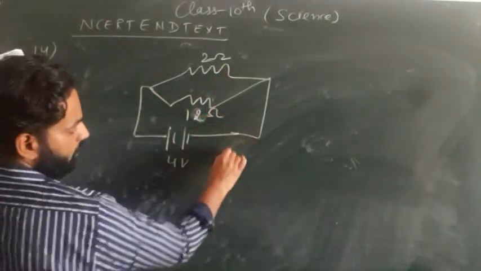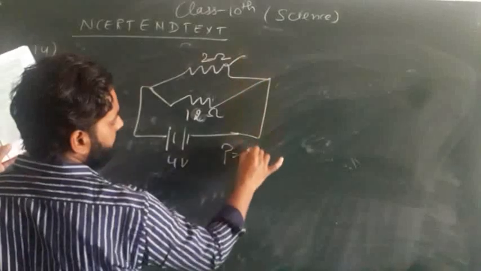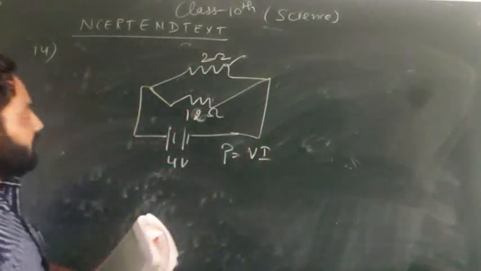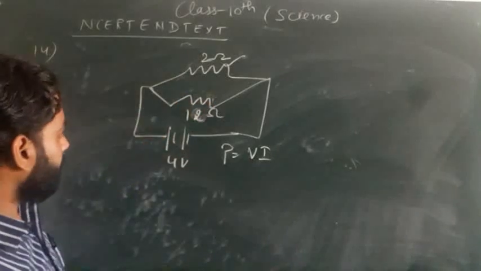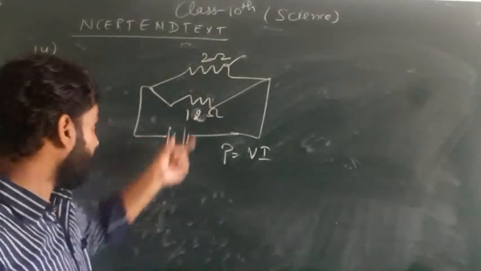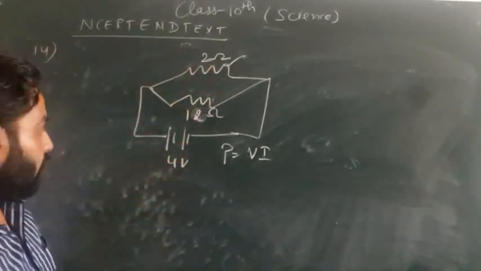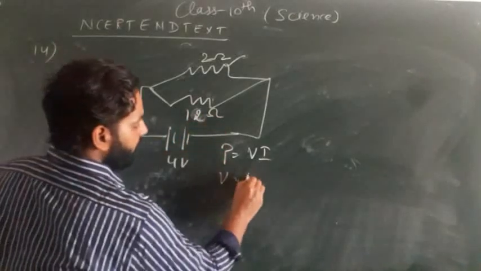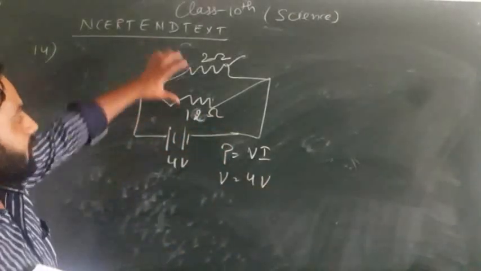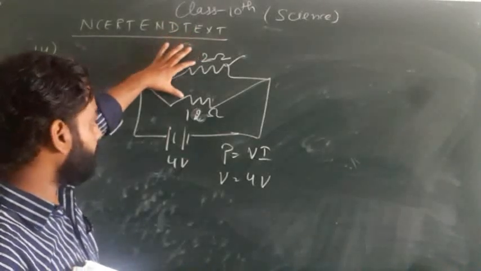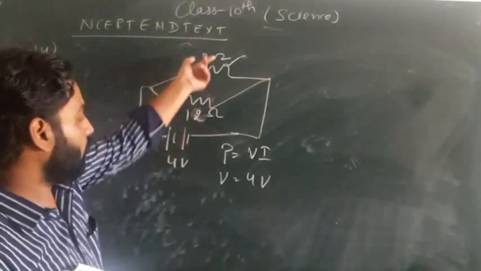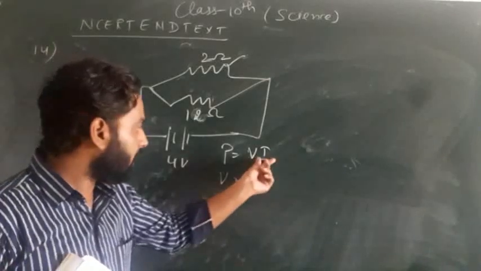Now again we want to find the power for that. So P is equal to VI. Now these are connected in parallel. We know that in parallel the value of V is the same. So V is 4 volt, because these two resistors are connected in parallel, and for a parallel combination the V is the same for all. So V is 4. Now we have to find I.